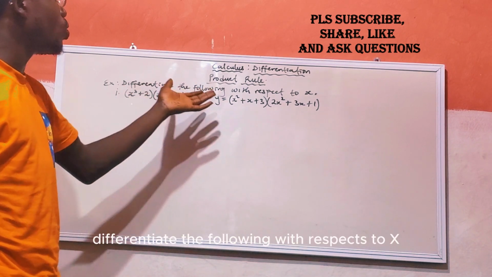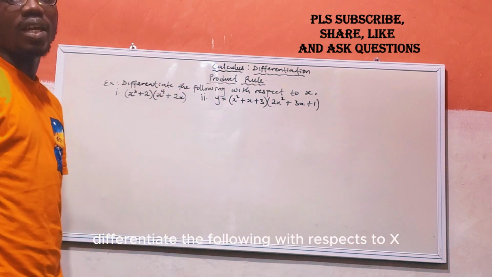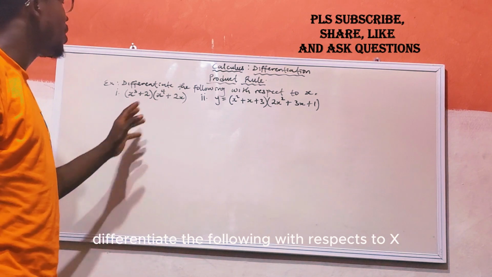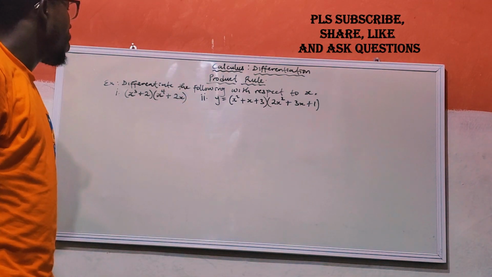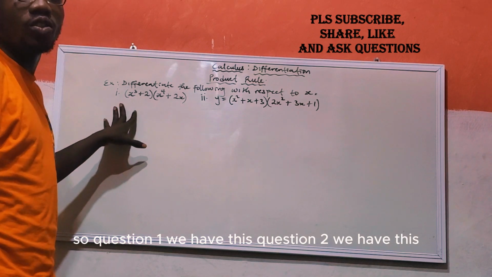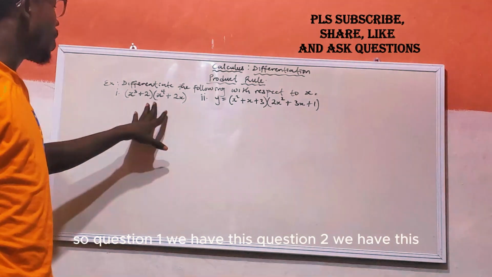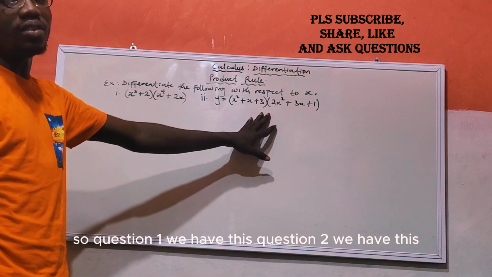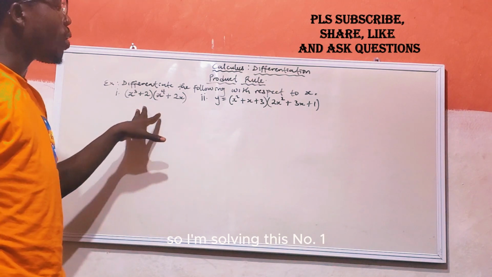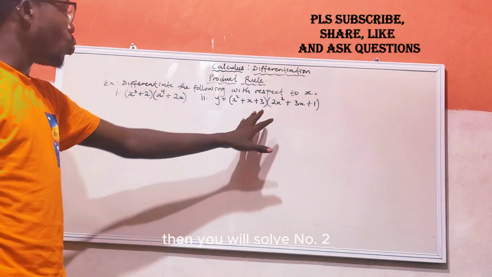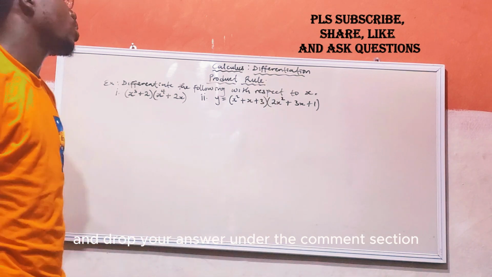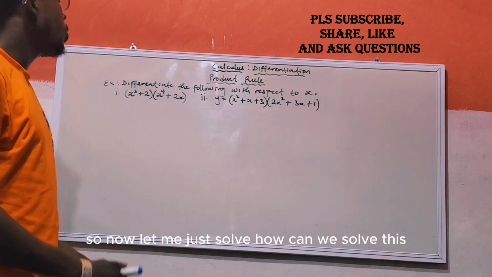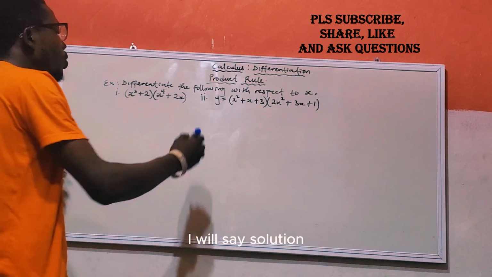It says differentiate the following with respect to x. Question 1, we have this. Question 2, we have this. I'm solving number 1. Then, you will solve number 2 and drop your answer under the comment section. So, now let me just solve. How can we solve this? I will say solution.